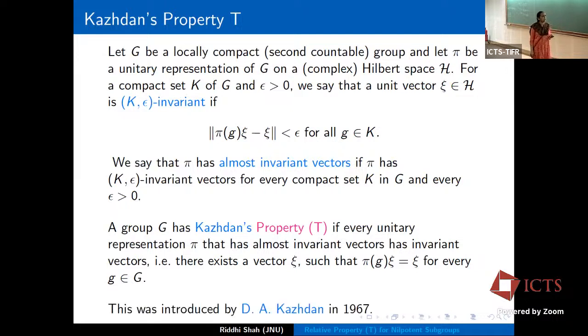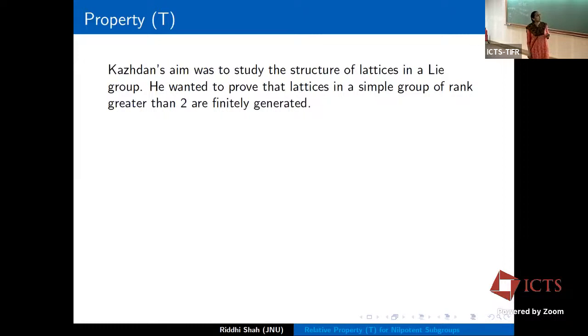This was introduced by David Kazhdan in 1967. It's a very short paper, about 3 pages. Kazhdan's aim was to study the structure of lattices in a Lie group. He wanted to prove that lattices in a simple group of rank greater than or equal to 2 are finitely generated. For example, SL(3, R), SL(n, R).